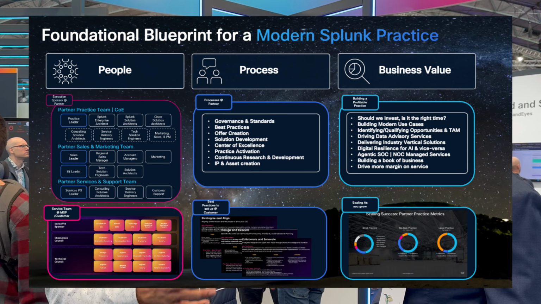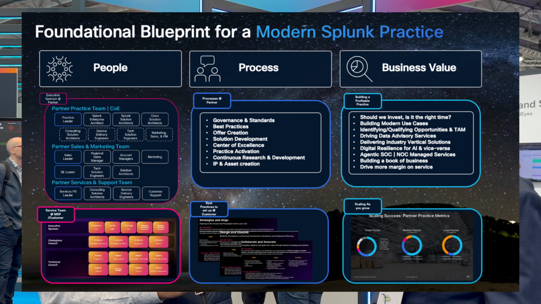Building it together, a couple of challenges we hear from partners is how do I get started? We need help establishing a practice, building a center of excellence with the right skill set. How do I up-level the resources? And how do I get help around defining a go-to-market, building solution offers that my customers are expecting, right? So the way we do that, we approach it with a three-pillar process.